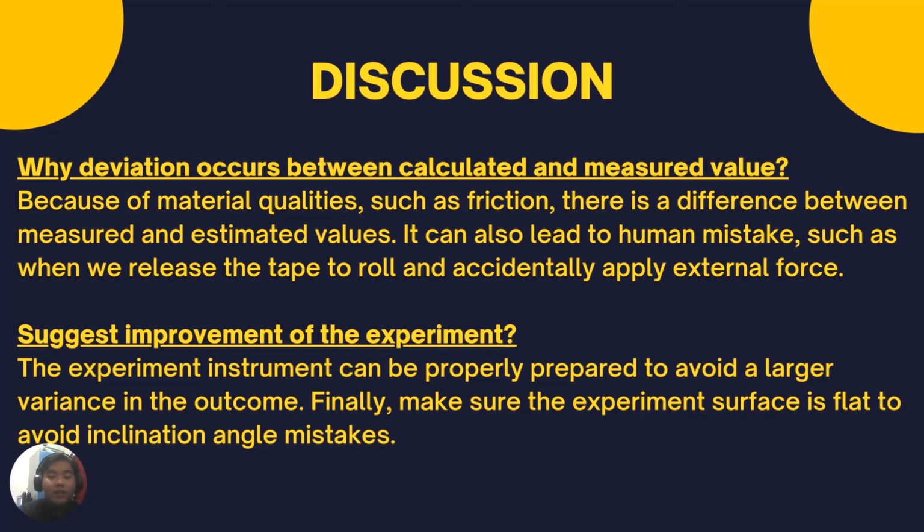The last question is, suggest improvements for the experiment. The experiment instruments can be properly prepared to avoid a larger variance in the outcome. Finally, make sure the experiment surface is flat to avoid inclination angle mistakes. That's all from me. We will move to the conclusion.